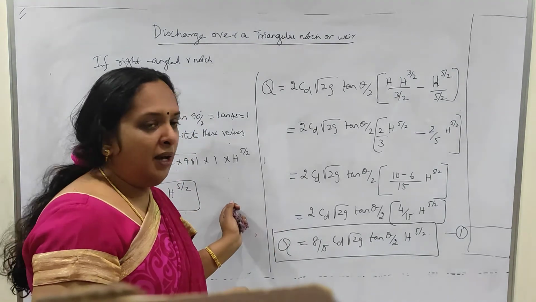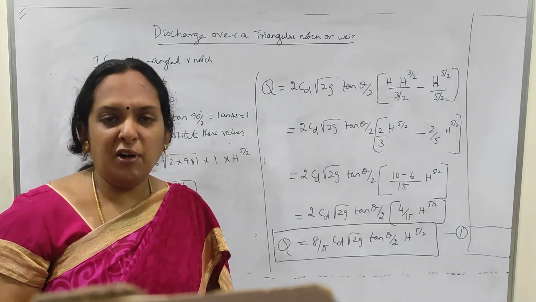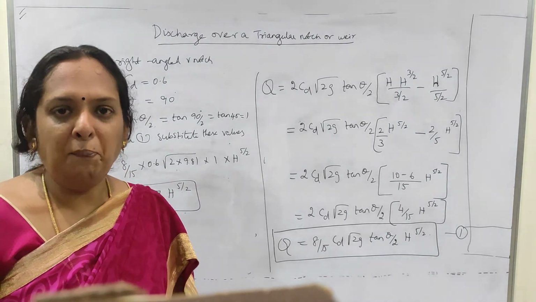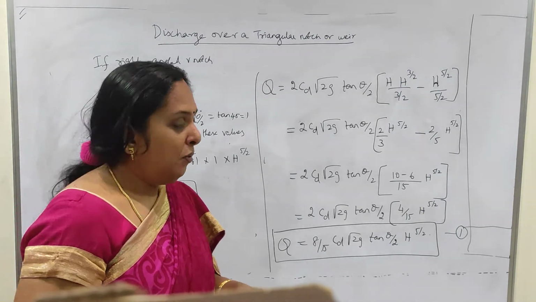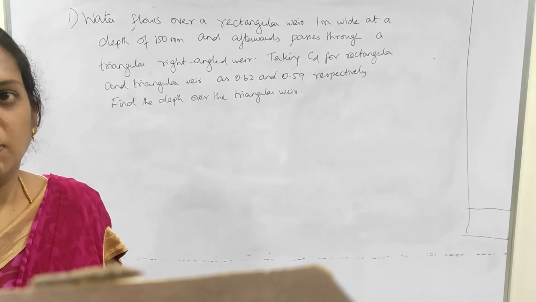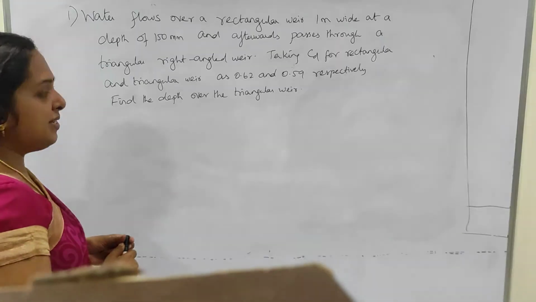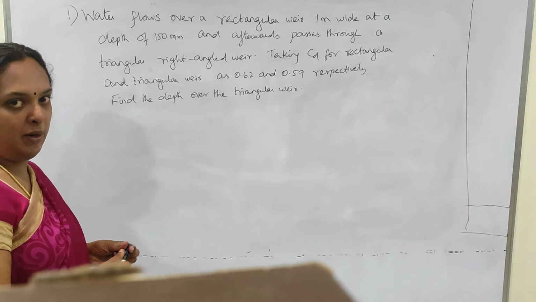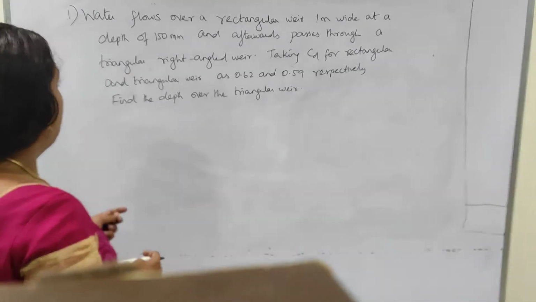Okay, so those are the advantages here. Now we will go with one more problem. We will deal with the problem of a triangular notch. Yes guys, this is our problem for a triangular notch or triangular weir.